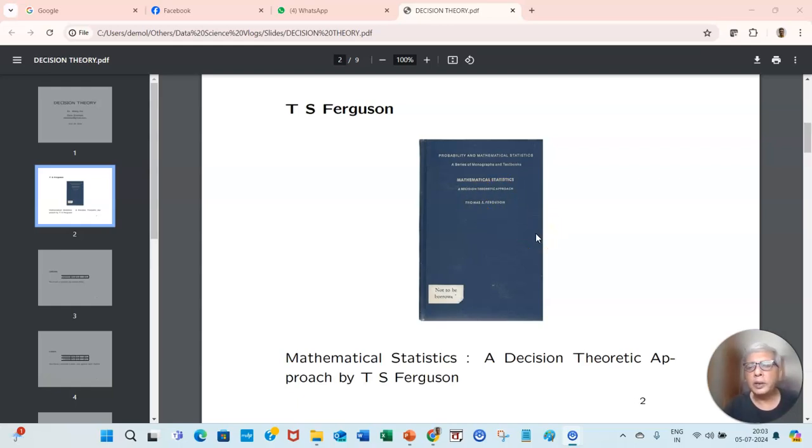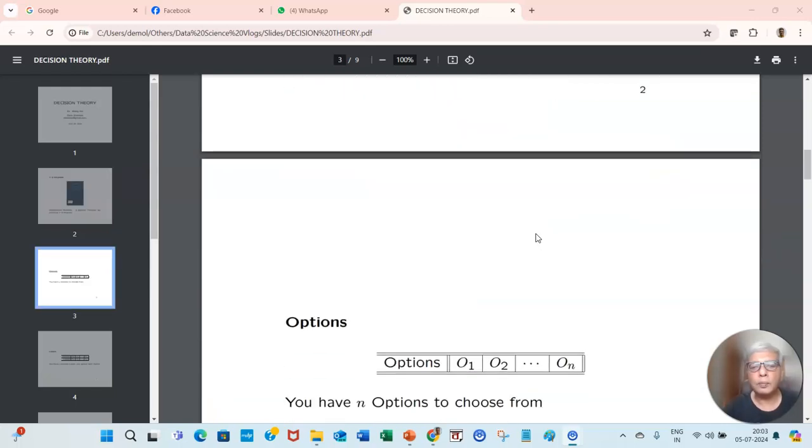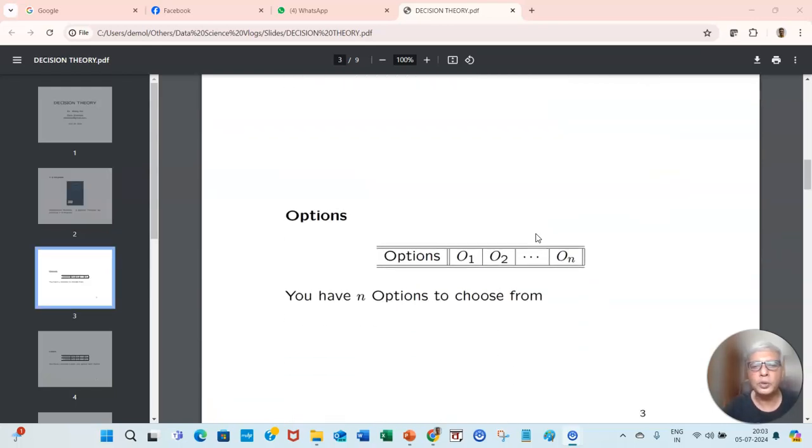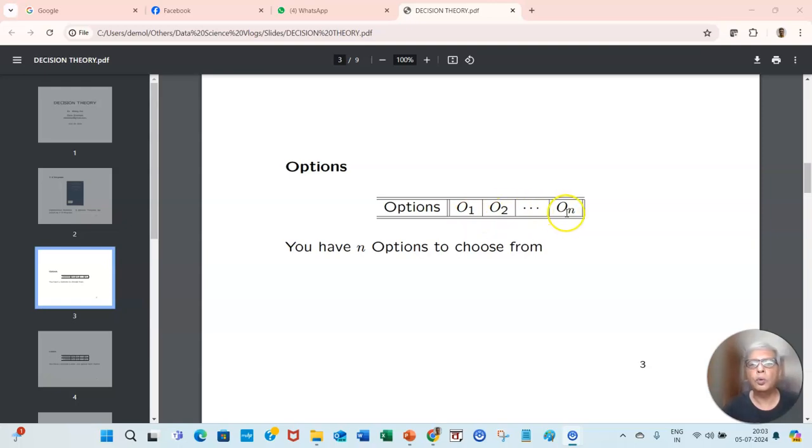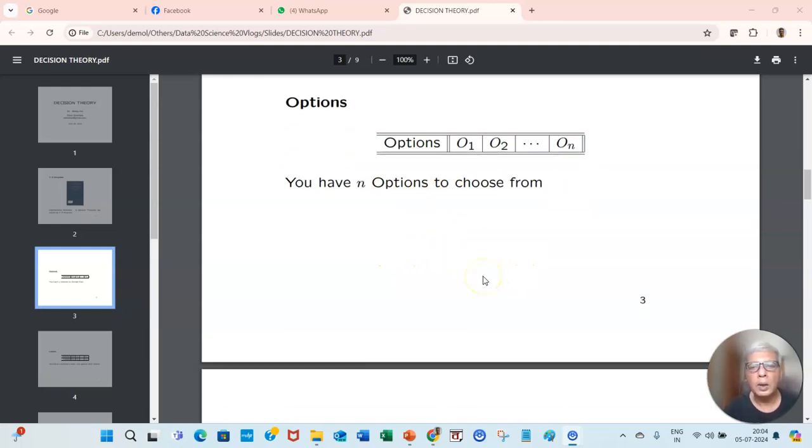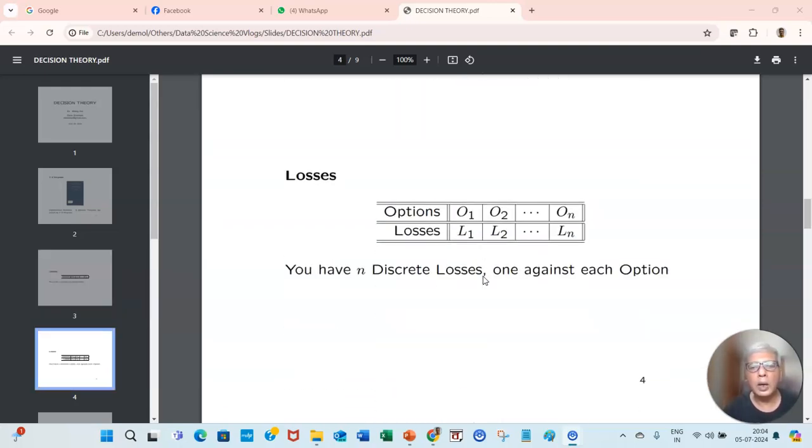So the mathematics behind taking decisions: let us have some options O1, O2, On, and you need to decide between the options which one to consider. So you have n options to choose from, and you have quantified loss for each option. L1 is the loss for option 1, L2 is the loss for option 2, Ln is the loss for option n.